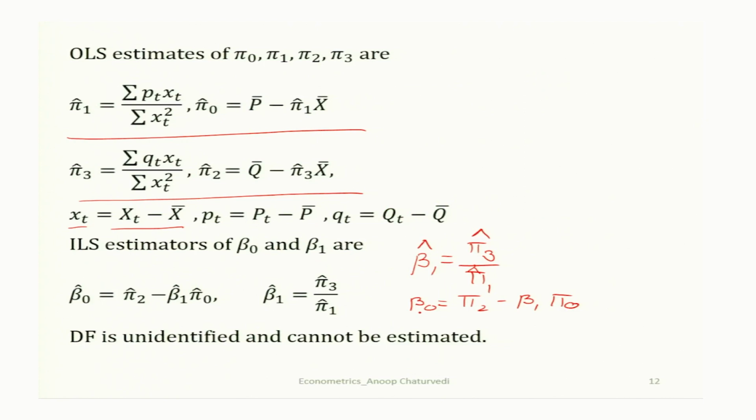So, to obtain the indirect least square estimator of beta naught, what we do? We replace pi 2 by pi 2 hat, pi naught by pi naught hat and beta 1 by beta 1 hat, and beta 1 hat is equal to pi 3 hat upon pi 1 hat. So, basically beta naught hat is equal to pi 2 hat minus (pi 3 hat upon pi 1 hat) into pi naught hat. So, this is how you get the indirect least square estimators of beta naught and beta 1.